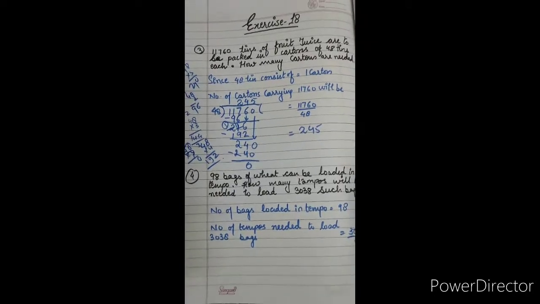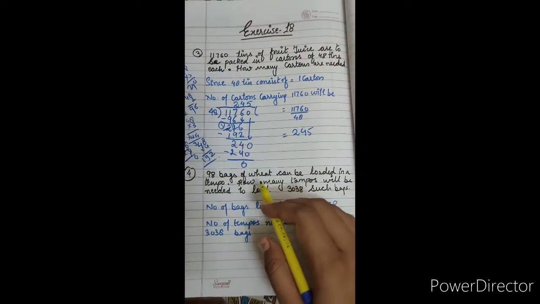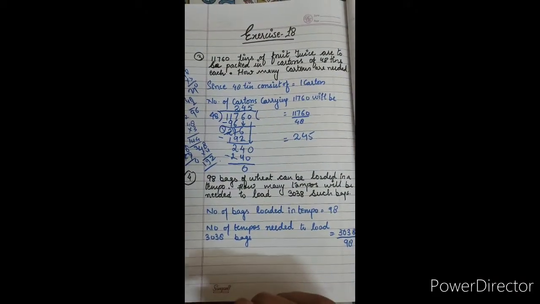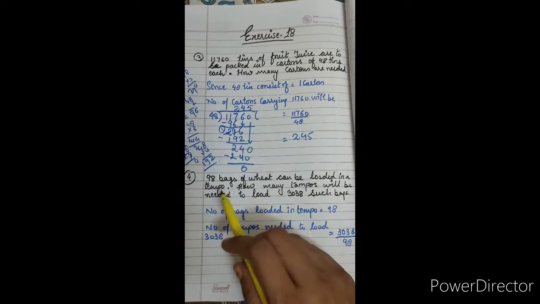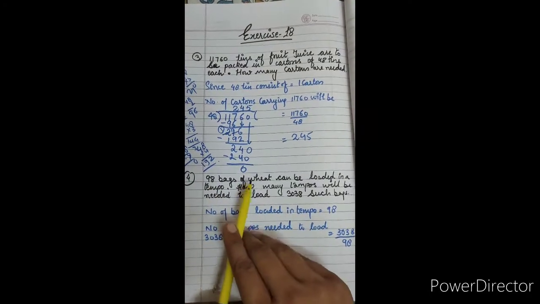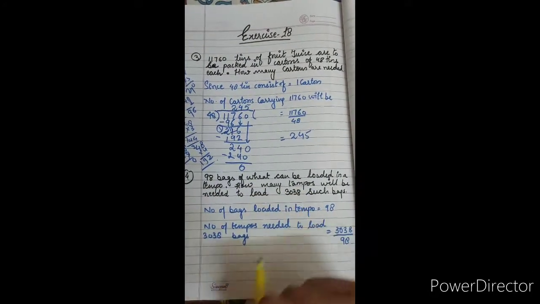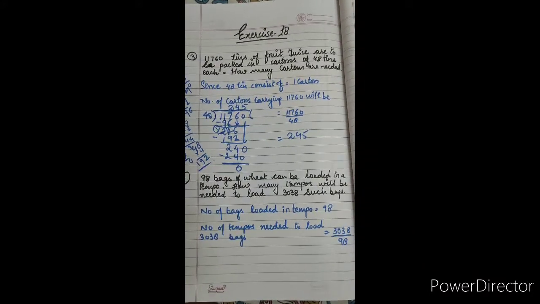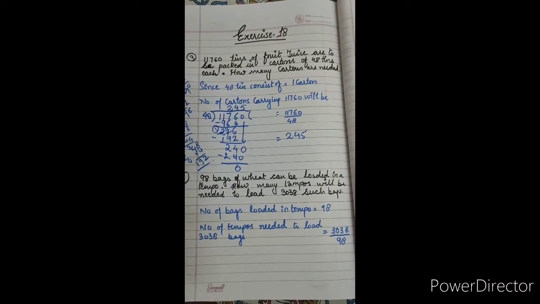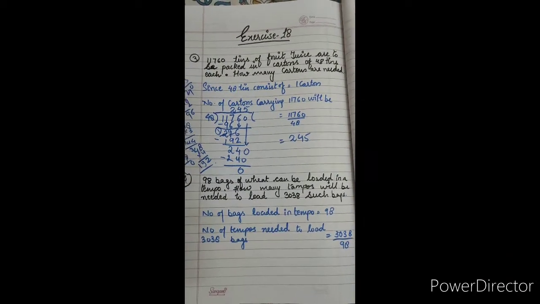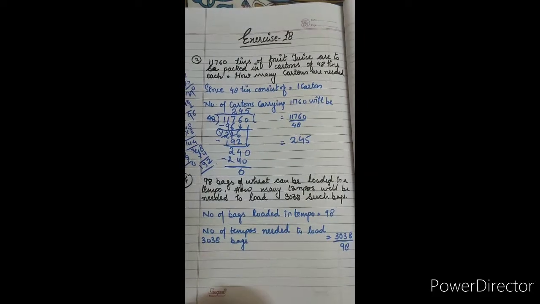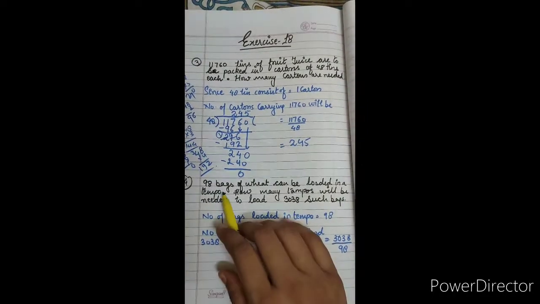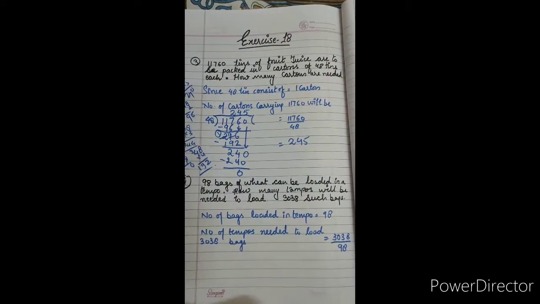Next, 98 bags of wheat can be loaded in a tempo. So number of bags loaded in a tempo, how many bags? 98 bags. And how many tempos will be needed to load 3038 such bags? So now we find how many tempos will be needed to load 3038 such bags, right? Yes. So 98 bags loaded in a tempo.